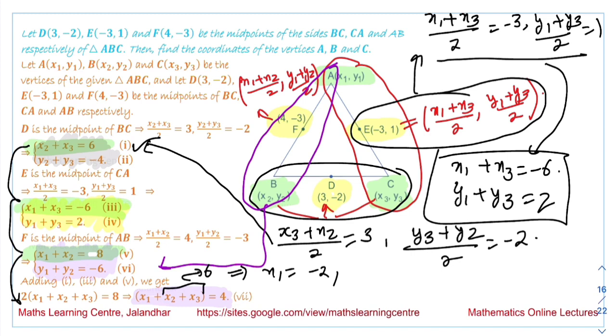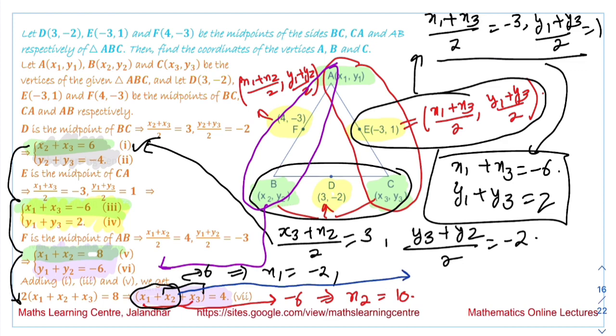Next, the value of x1 plus x3 is equal to minus 6, so this gives us x2 is equal to 10. The third value we are talking about is x1 plus x2, and the value of x1 plus x2 is minus 8. So this gives us the value of x3, which is minus 4, not 14.